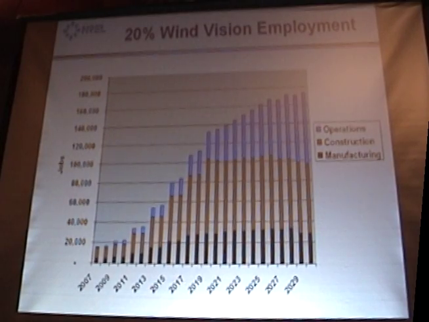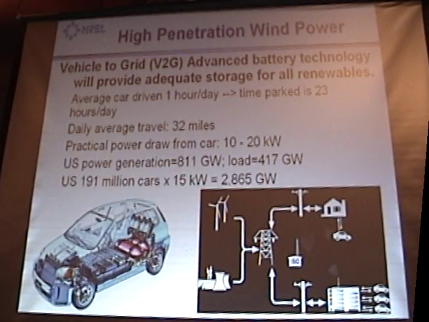This is a prediction of what kind of jobs would be created under this kind of scenario. About 170,000 new jobs to the economy. These are high-paying jobs, operations, construction, manufacturing, in places where they need jobs too. And we have a whole talk on that, I'll tell you later.